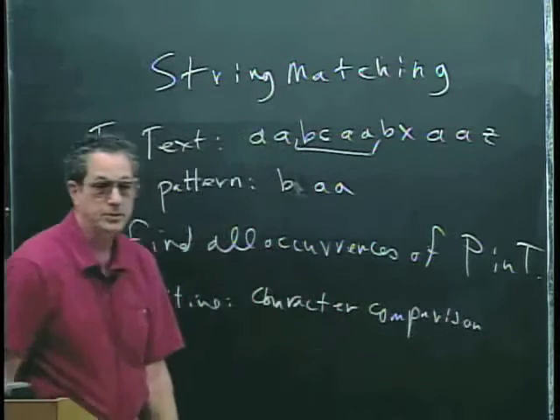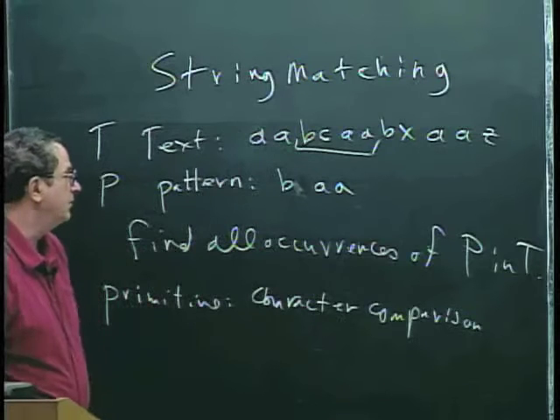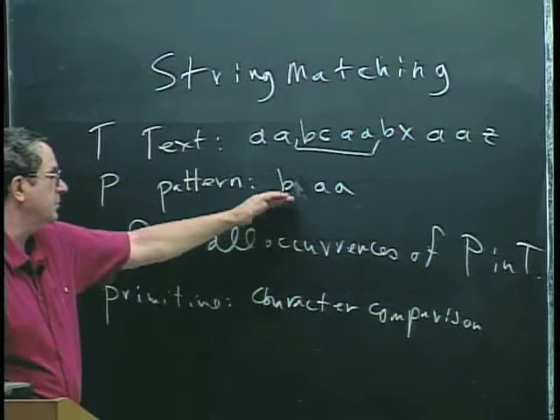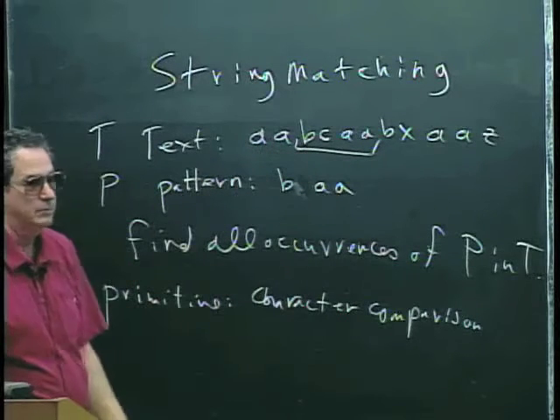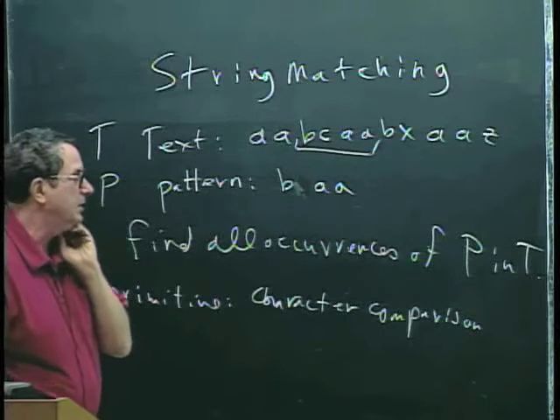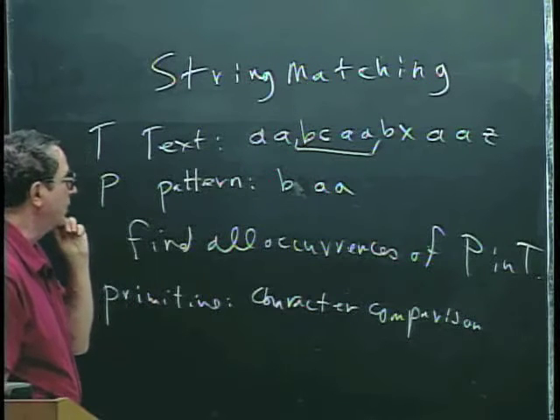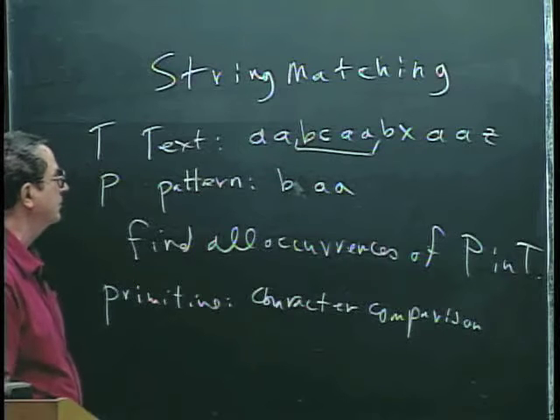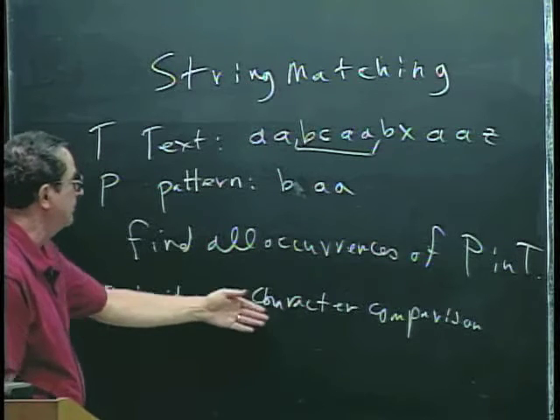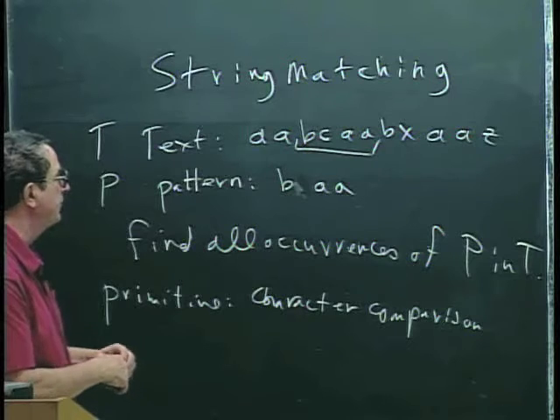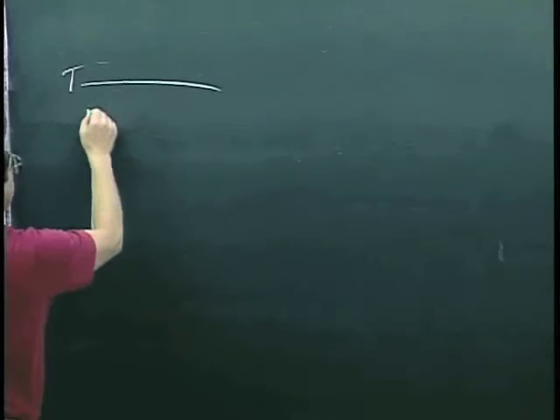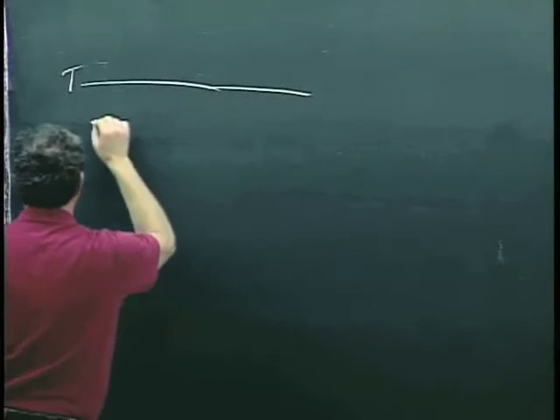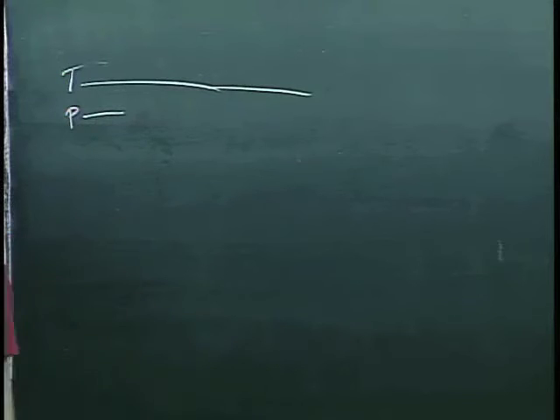And the other kinds of operations done in the algorithm tend to be fairly simple relative to the number of character comparisons. You have to spend some time in various algorithms deciding which characters you're going to compare, but usually that work is small in relation to the actual character comparisons. So that's our primitive, and we'll be counting the number of character comparisons. Just pictorially, here's the text. The text tends to be very long in most applications compared to the length of the pattern.